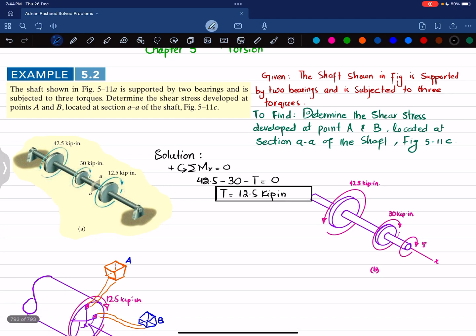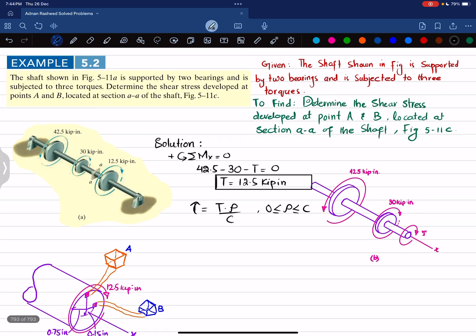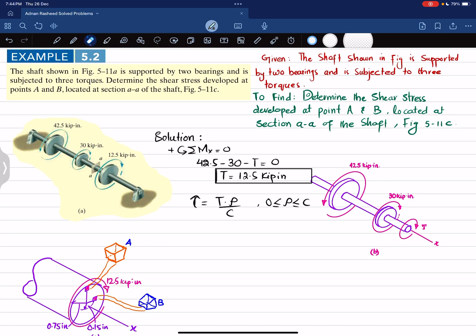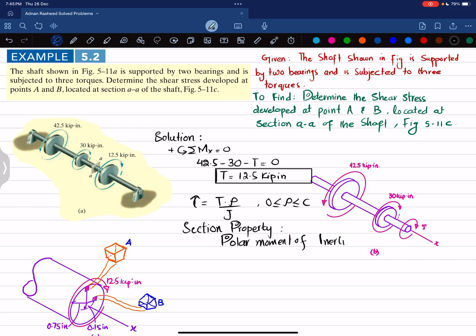As we know, the general formula for shear stress is T times rho divided by J, not C, sorry, this is J, where J is the polar moment of inertia, and rho is greater than or equal to 0 and less than or equal to C, where C is the radius of the shaft. So first we will find the section property, that is J. For a circular cross section, J is equal to pi by 2 times the radius to the power 4, so C to the power 4.